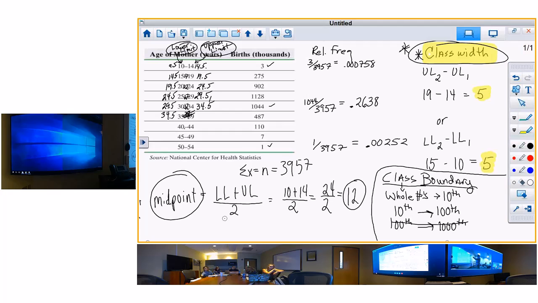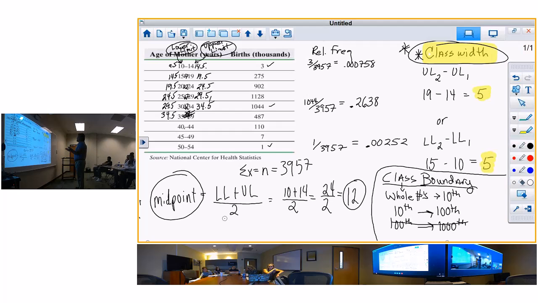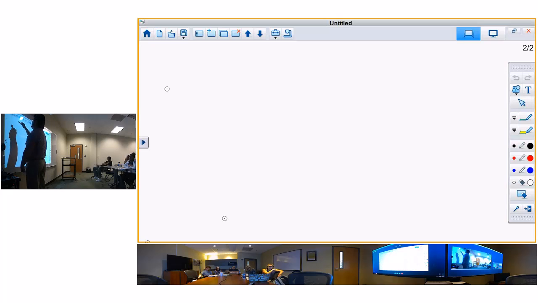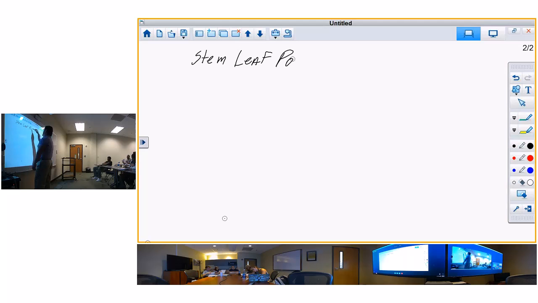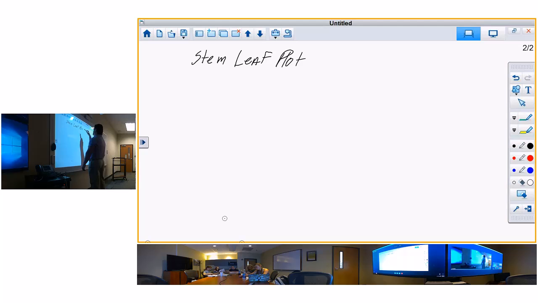So, any questions here? This is pretty much, I'll ask for one of those four things. All right. So, let's go to something else now. Let's say that I ask you to do a dot plot, or not a dot plot, a stem leaf plot. I think it's called a stem leaf plot. Dot plot's the same thing, okay? One's numbers, the other one's dots. Stem leaf I'm going to go over because that's pretty standard on a standardized test.